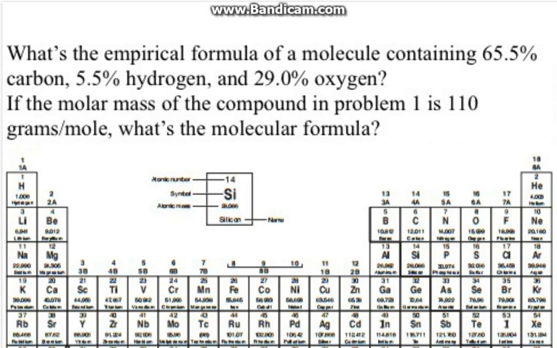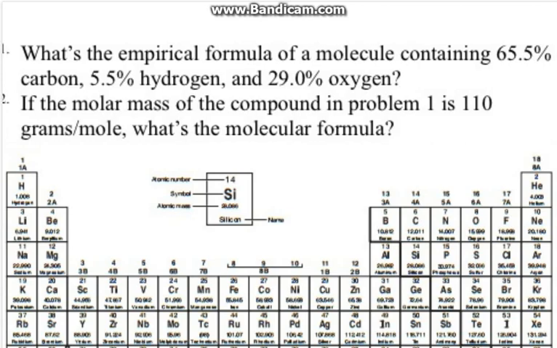Okay, so here's the problem. I want you to work out the whole thing. Not just number 1, not just the first part, but I want you to work out 1 and 2. What is the empirical formula of a molecule containing 65% carbon, 5.5% hydrogen, and 29.0% oxygen? And then once you find the empirical formula, go ahead and find the molecular formula, because they give you the molar mass is 110 grams per mole. So go ahead and try this.